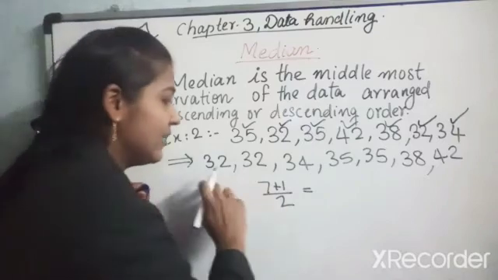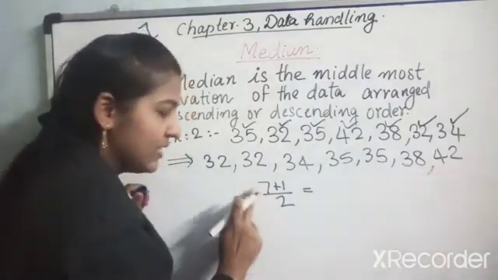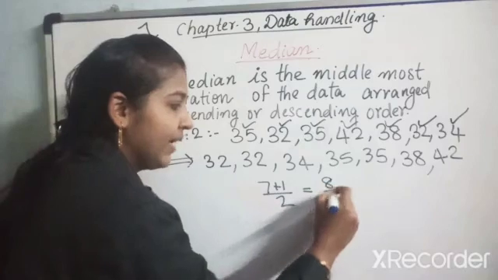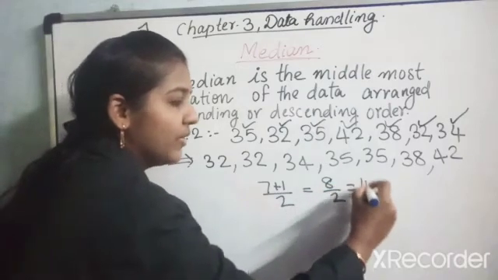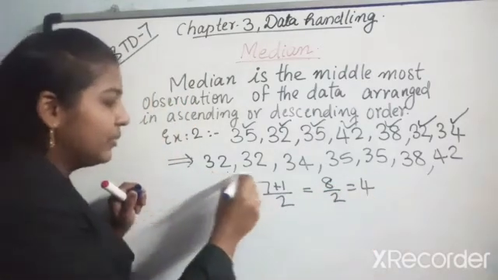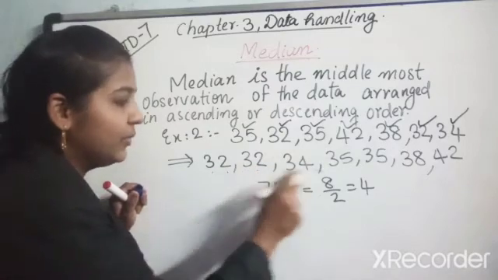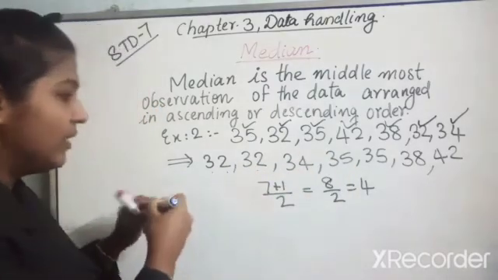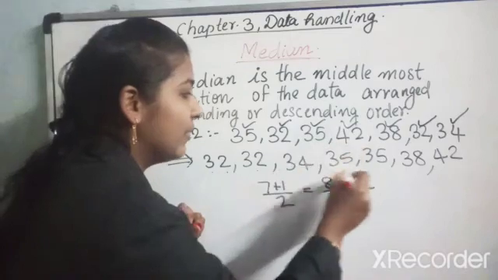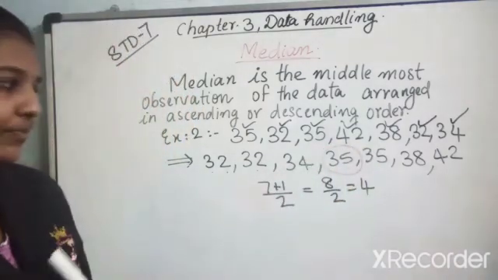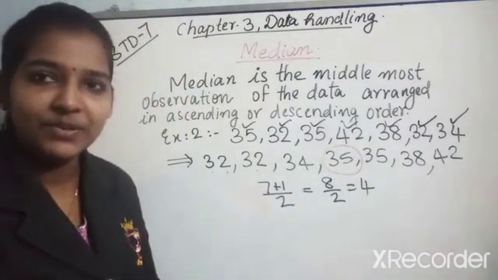It is a total of 7 observations. So 7 plus 1, that is 8. 8 by 2 is 4, right? So 1, 2, 3, 4. So the fourth observation will be the middle number. Is it right, children? Okay.